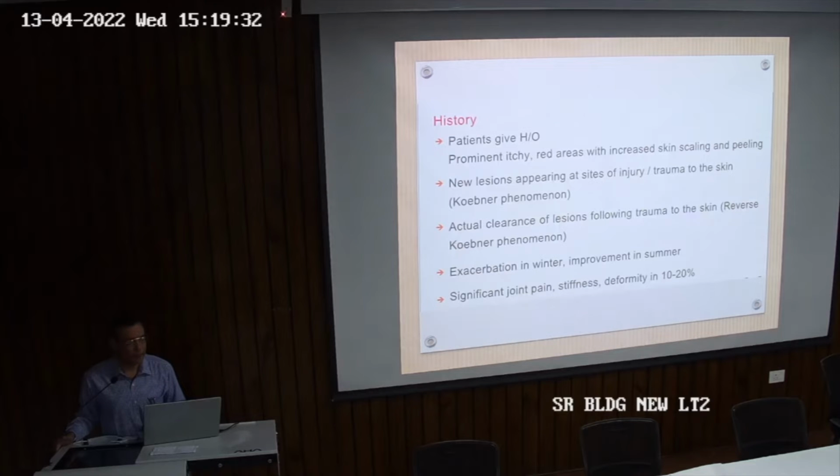New lesions appear at the site of injury. This is Koebnerization. And then there is actual clearance of lesions following trauma to the skin. This is the reverse Koebner phenomenon, or reverse Koebnerization. You usually don't find this in psoriasis, but there are certain other diseases where, after producing trauma, the lesion disappears. One example is granuloma annulare.